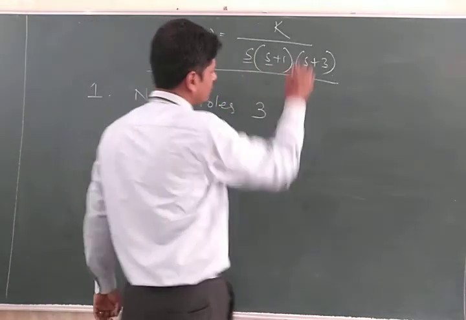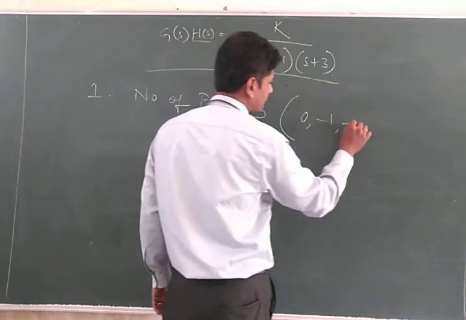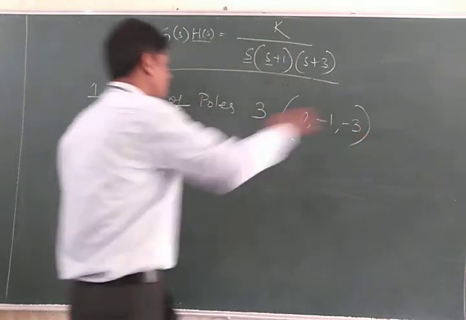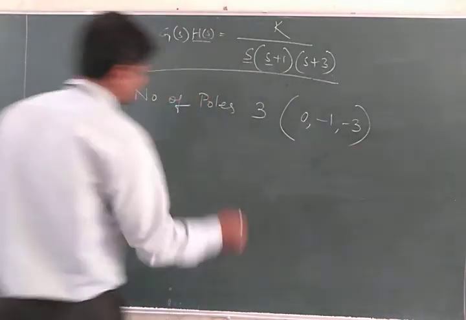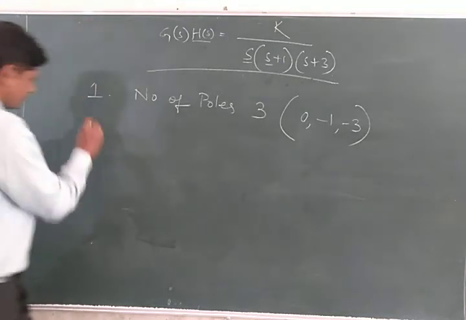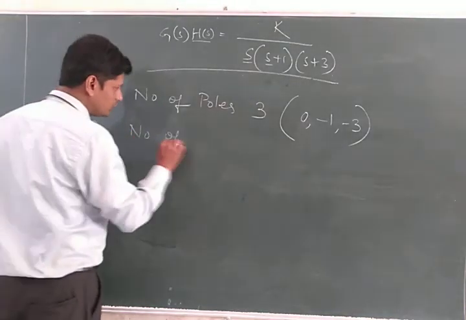And what are those? Just write down in the bracket. That is 0. Second one is -1. Third one is -3. So these are the actual poles, the values of poles, and this is the number of poles. Then point number 2 states the number of zeros.